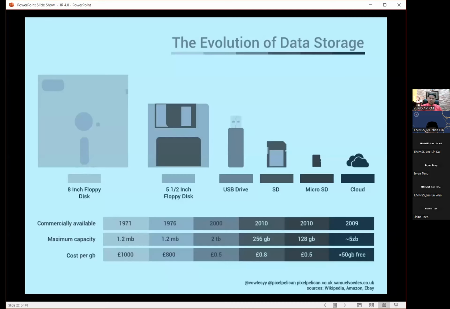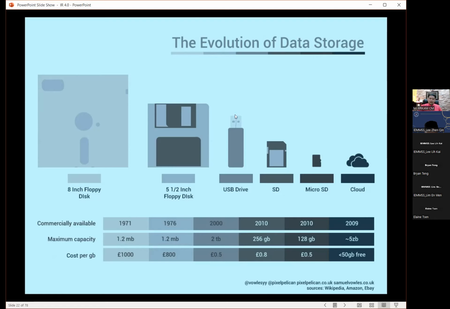So the evolution of data storage. I'm not sure if you have seen this 8-inch floppy disk in your age now, but I used to see this in the early 90s, close to the year 2000. We have this 8-inch floppy disk, and then we have a diskette. This is what we call a diskette. And this one was in the late 1990s, about 1988, 99, year 2000, 2001, 2002. So it's still there.